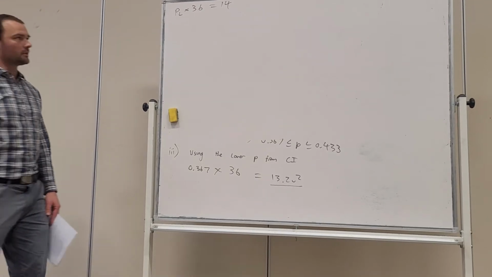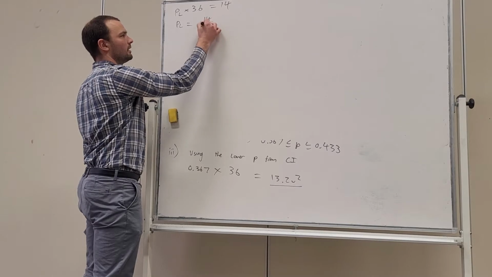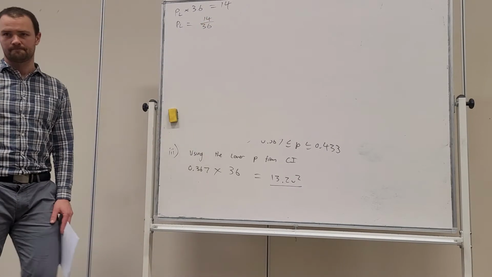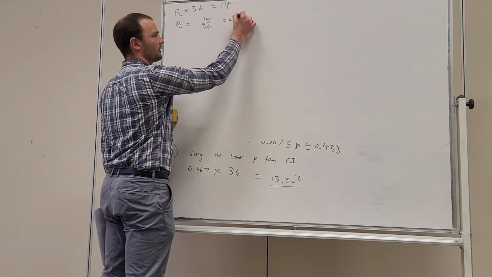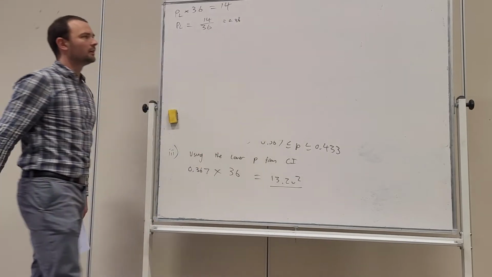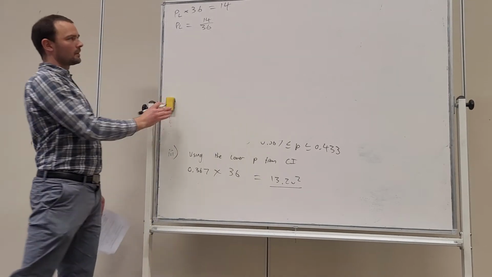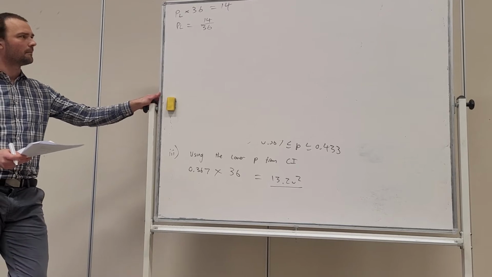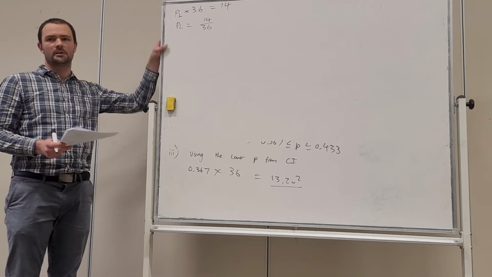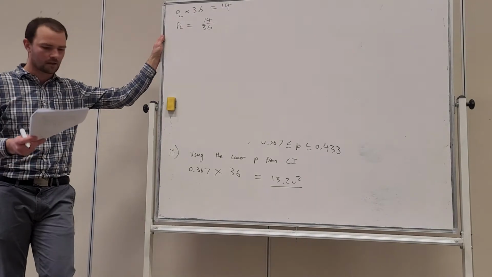Okay? So this means the proportion of the lower end of our confidence interval is 14 on 36. If you put this in your calculator, you get about 0.38 recurring, so we'll leave it as a fraction, 14 on 36. That is the lowest the proportion can possibly be, the lowest the confidence interval for the proportion can be.